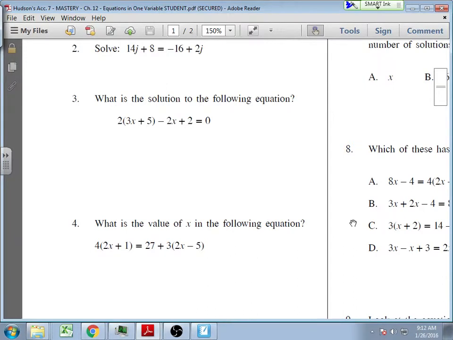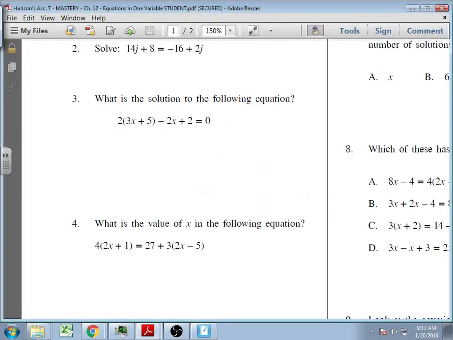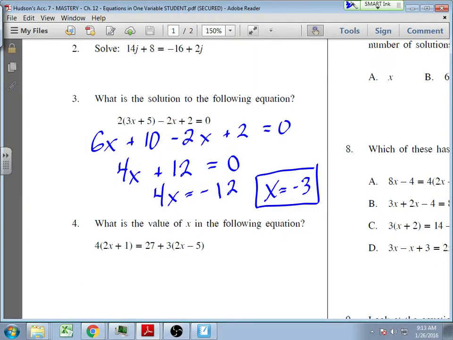So number 3, first thing we do is distribute. We get 6x plus 10 minus 2x plus 2, all equal to 0. I can combine my variables and get 4x. I can combine my constants and get 12, still equal to 0. When I get that 12 over to the other side, it becomes a -12 because we subtracted 12 from both sides. I'm kind of moving fast because I want to give you guys time to work. When we divide on both sides, we then get x is equal to -3. Yep, 1 and 3 were both -3.